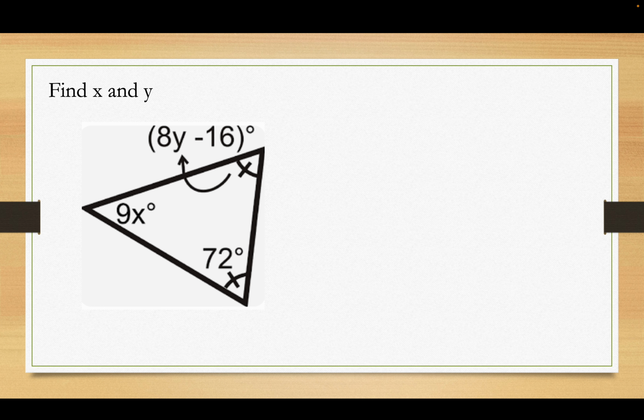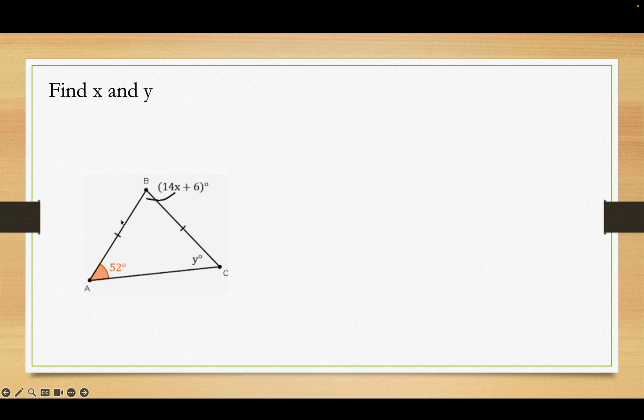Okay, so we know the 8y minus 16 has to equal 72. Adding 16, dividing by 8, y is 11. So now, the angle at the top and the angle at the bottom are both 72. 72 times 2 is 144. If I do 180 minus 144, I get 36. So this one angle at the side here, which is the vertex angle, has to be 36 degrees. So therefore, 9x is 36 and x is 4. Okay? All right. Give it a shot.